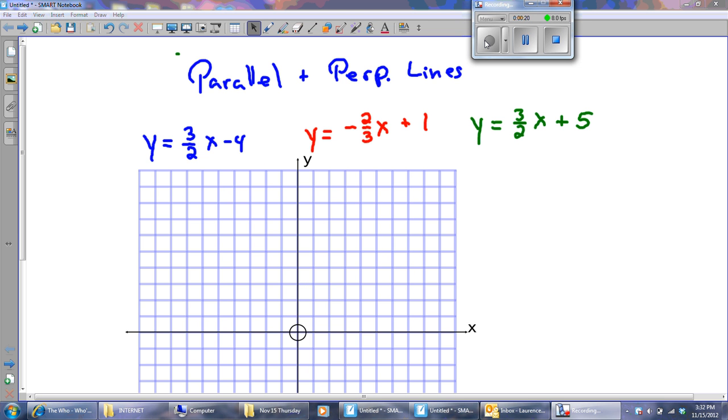All right, well, we've just finished the joy of graphing, and hopefully you are an expert grapher by now. And today in class, we're graphing parallel and perpendicular lines, and hopefully you recognize that.